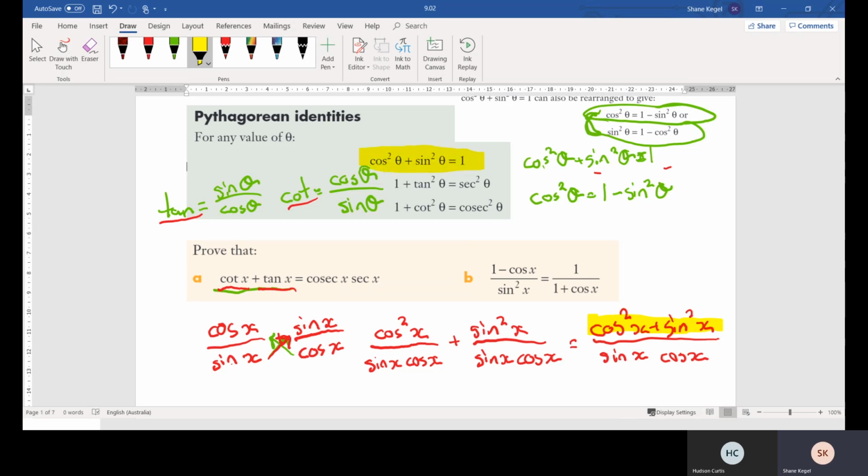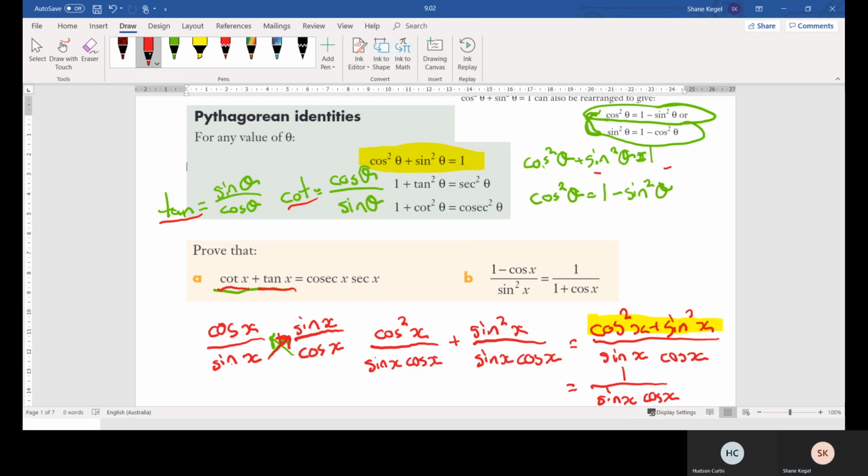Using my Pythagorean identity, cos squared x plus sine squared x equals 1. So I can simply replace this value here with 1. Therefore that equals 1 over sine x cos x. From this point, I can split this into two separate fractions.